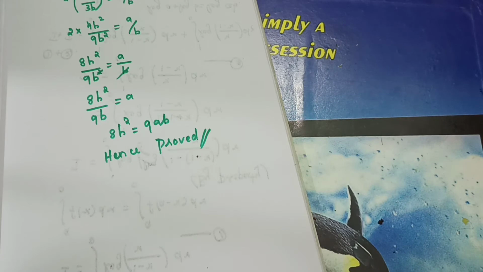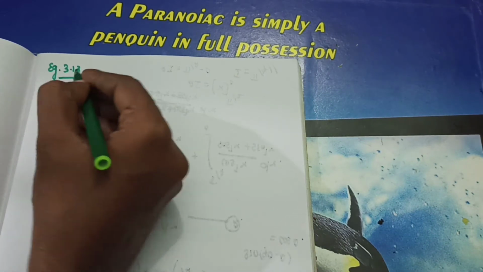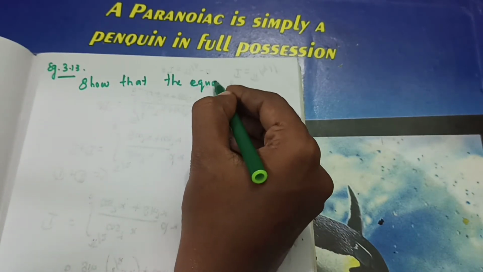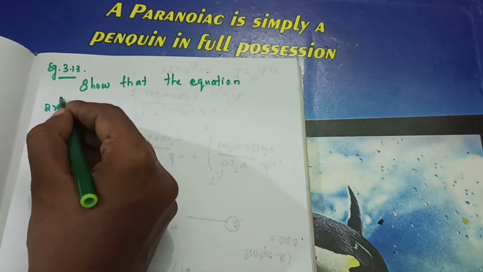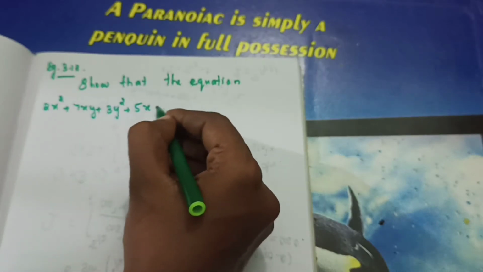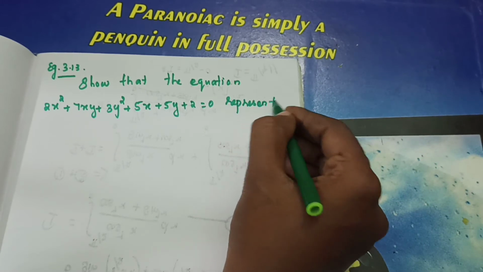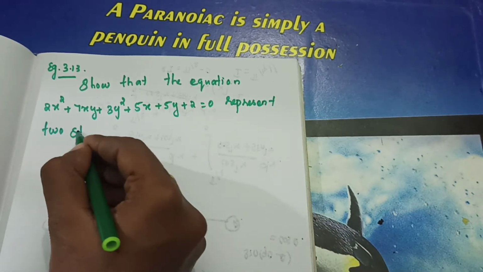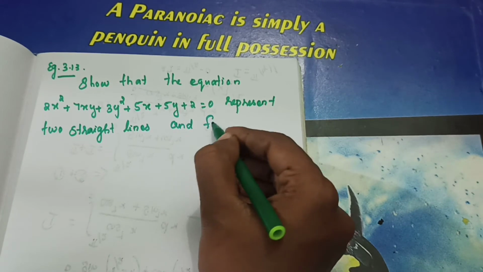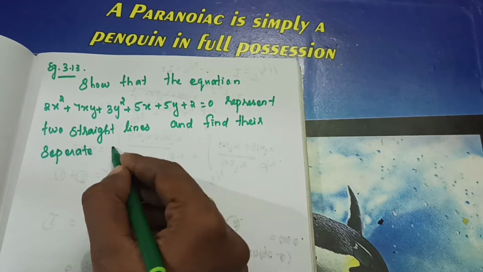Okay, let's move to the next problem. Example 3.13. Show that the equation 2x square plus 7xy plus 3y square plus 5x plus 5y plus 2 equal to 0 represents two straight lines and find their separate equations.